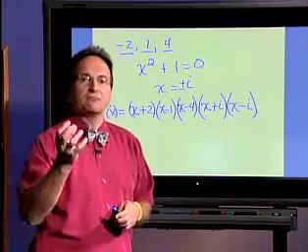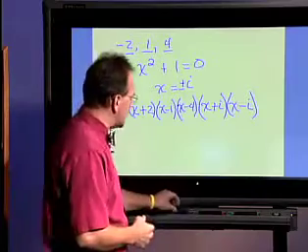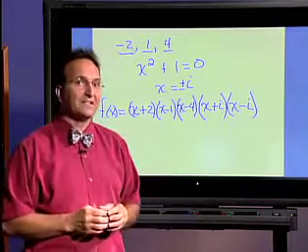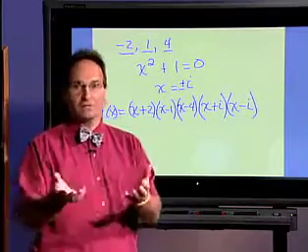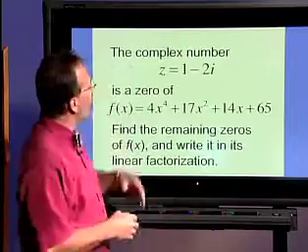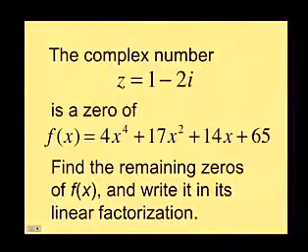Well, that was great because it really combined together a lot of different ideas that lead us to be able to write that linear factorization. Now, we can use synthetic division with complex numbers, which obviously will help us to find complex zeros. Let's try an example, and the example is this. The complex number z equals 1 minus 2i is a zero of f of x equals 4x to the fourth plus 17x squared plus 14x plus 65. Find the remaining zeros of f of x and write it in its linear factorization.